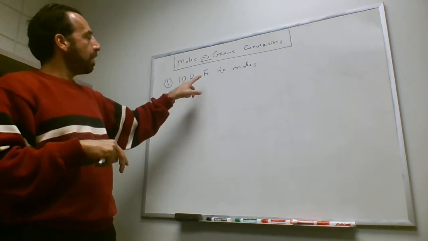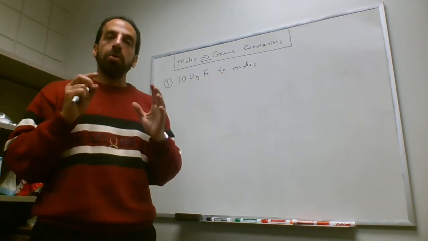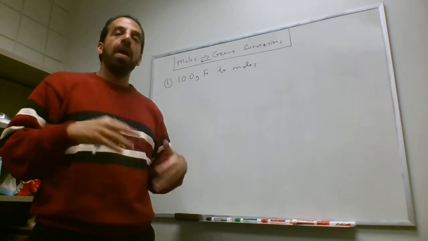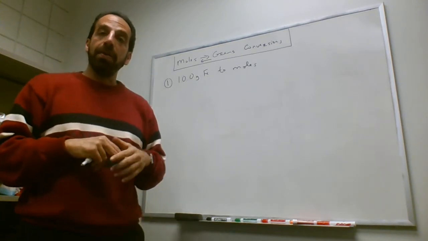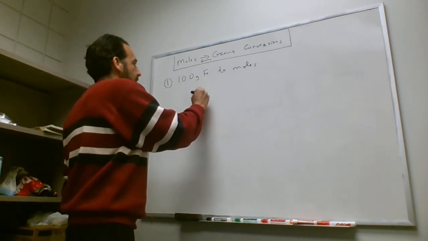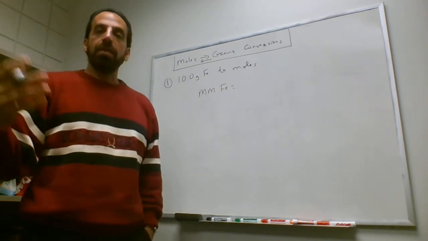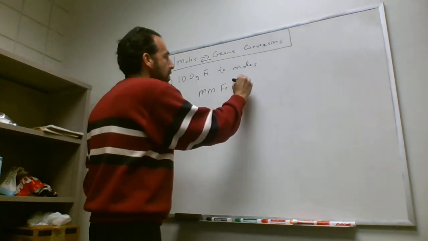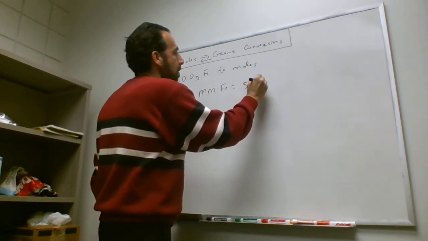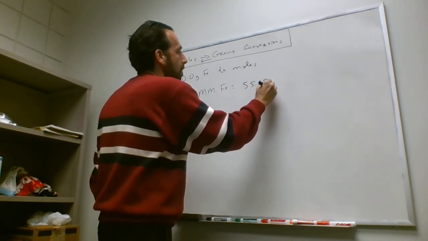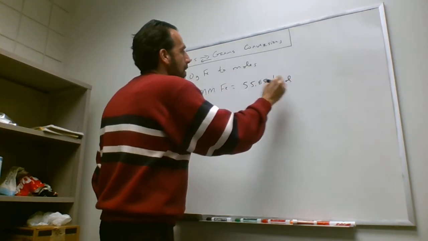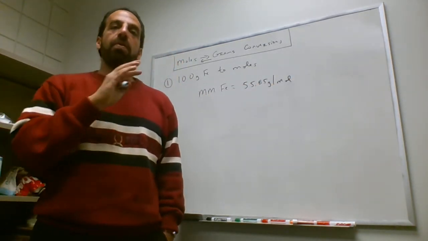First one, 10 grams of iron to moles. So what you're going to have to do is go to the periodic table and look up the atomic mass of iron. That's going to be our molar mass. So molar mass is the atomic mass in terms of grams, and for iron is 55.85 grams per mole.